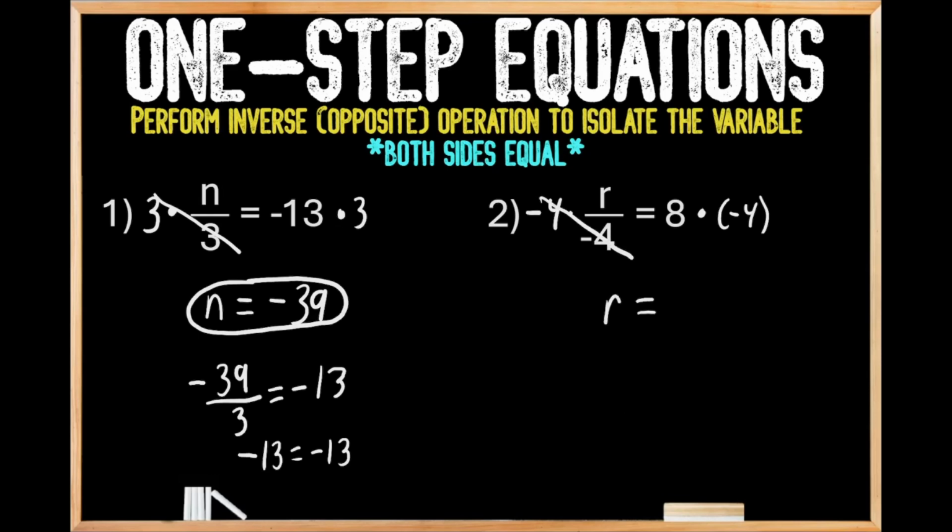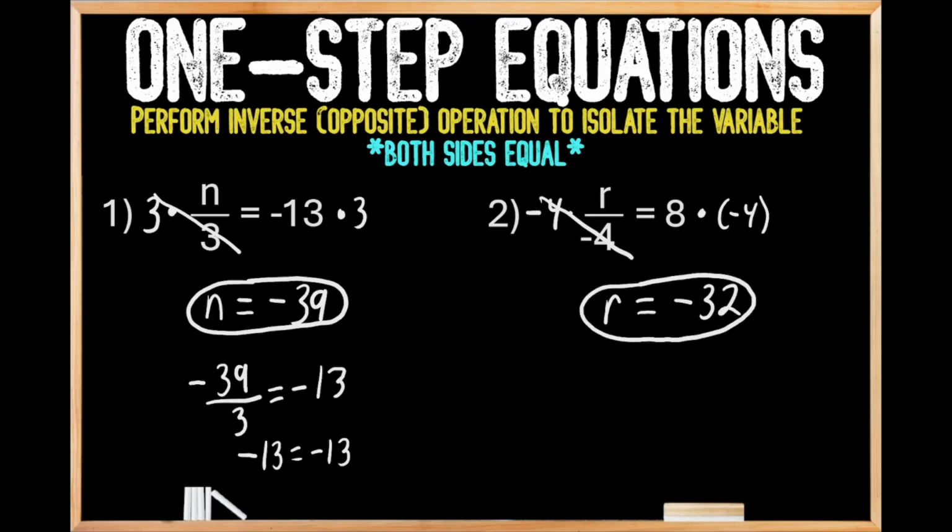And then for the right-hand side here, we're going to be multiplying 8 times negative 4. Since we're multiplying a positive by a negative, we're going to get a negative product. So when we multiply 8 times negative 4, we get negative 32. So r is equal to negative 32.